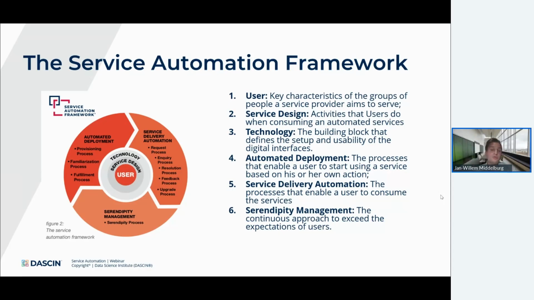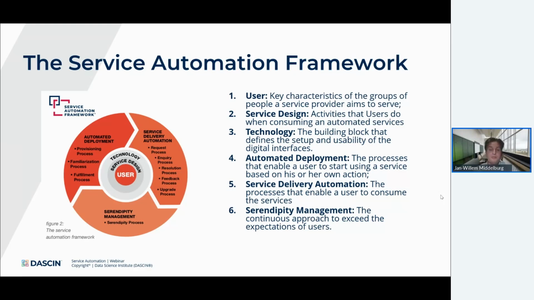And all of those steps combined, we call automated deployment. You can also refer to it as onboarding or getting started. All of those are definitions for the same concept. How can you make a user or customer utilize your service for the first time? And that combination is called automated deployment.